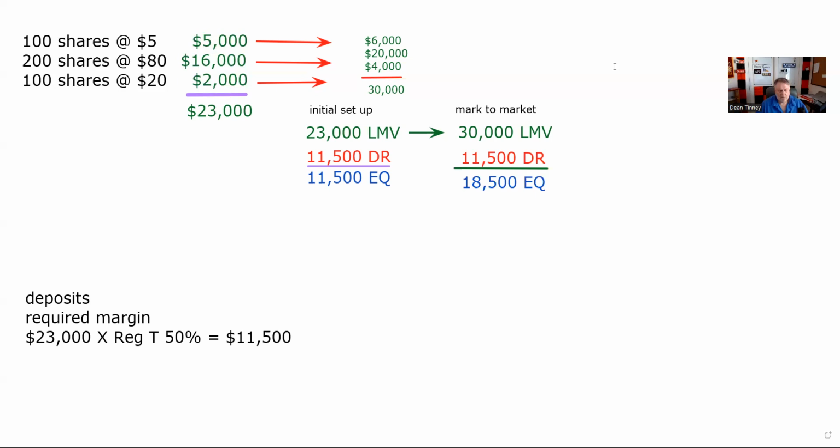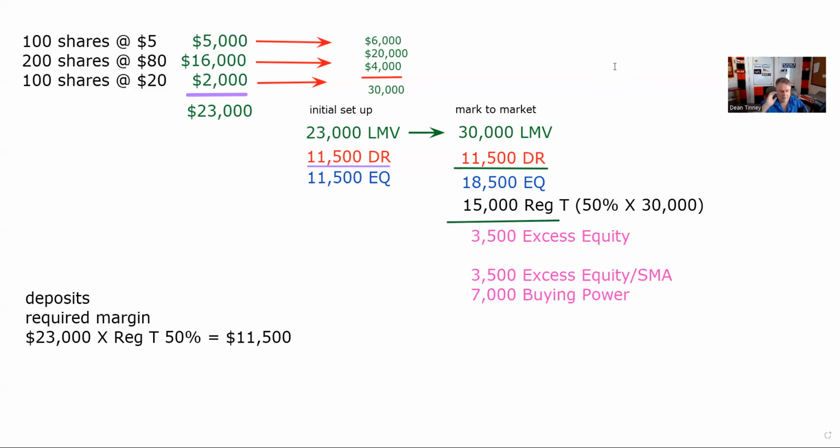We want to see if perhaps we can't loan you more money. Loaning money to customers is one of our all-time favorite things to do. So I'm going to compare what you have to Reg T to see if perhaps I can't loan you more money. I say, listen, with $30,000 worth of collateral, I'm able to loan you $15,000. You've only borrowed from us 11.5. You have 18,500 in equity. You have $15,000 that we could have extended as a loan, Reg T. And so you have 3,500 in excess equity.